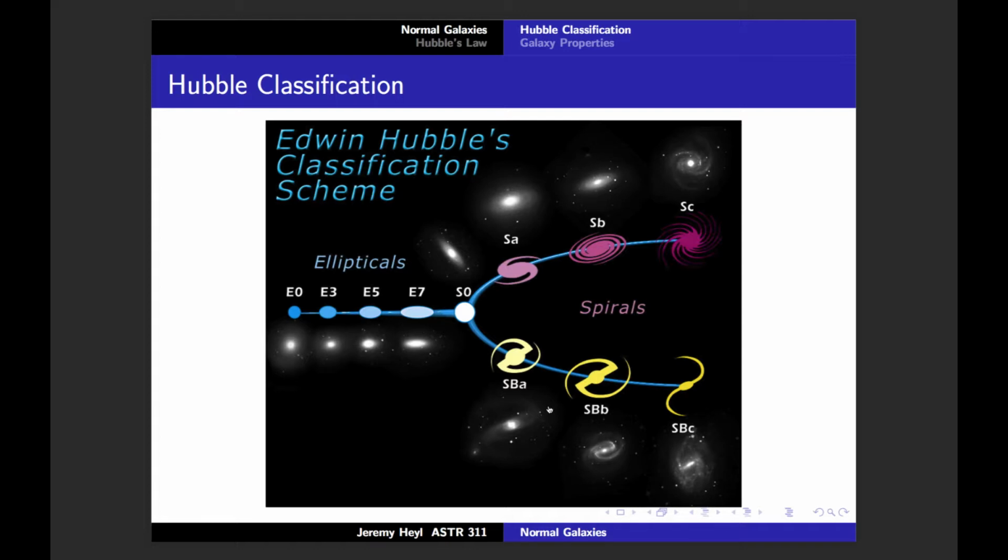This is called the tuning fork. There's no sense that the galaxies move along this in different ways. It's not like the HR diagram that we saw earlier. It just really helps us think about what they look like. So if we start on the left, we have elliptical galaxies. The elliptical galaxies that appear round, we call them E0.